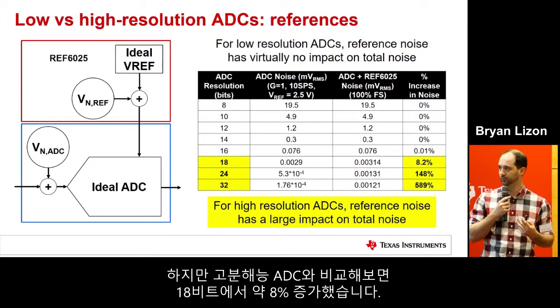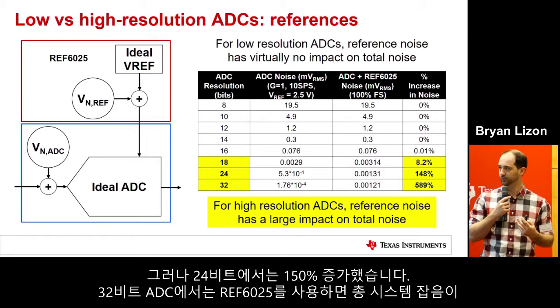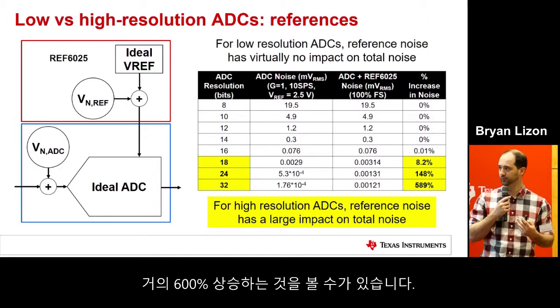However, if you compare that to the high resolution ADCs, you can see that at 18 bits, you get about an 8% increase, not bad. But at the 24-bit level, you're getting a 150% increase. And then we have a 32-bit ADC. At that level, you're experiencing almost a 600% increase in the total system noise when using the REF6025.